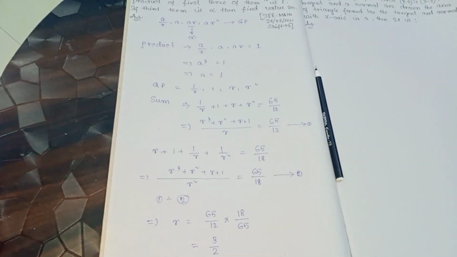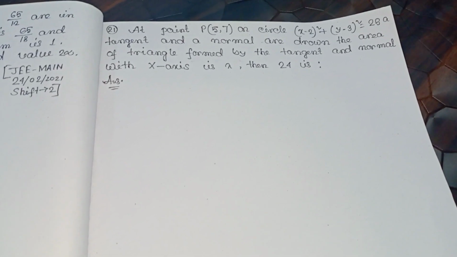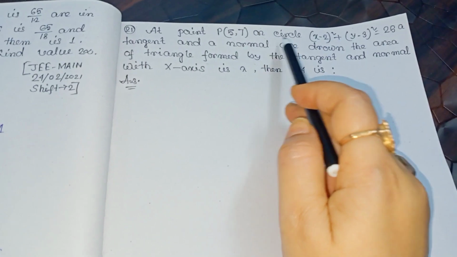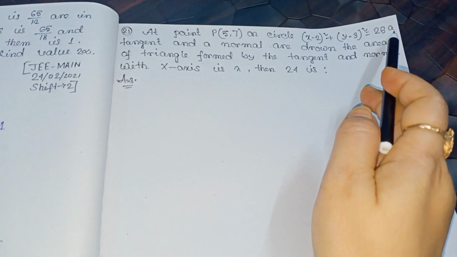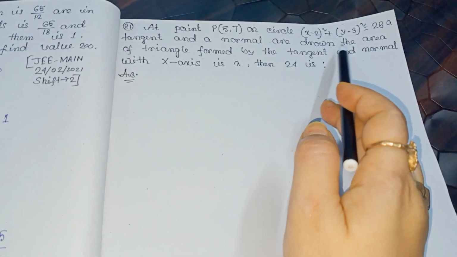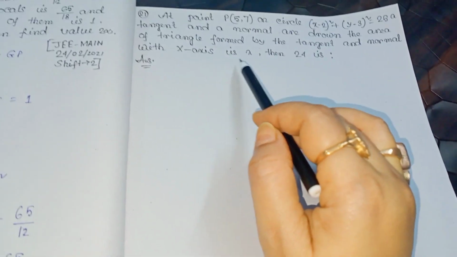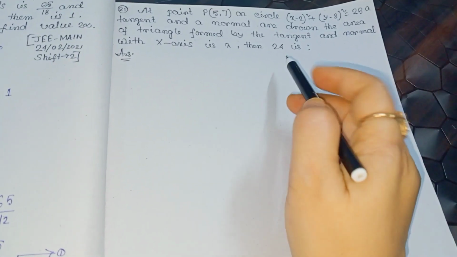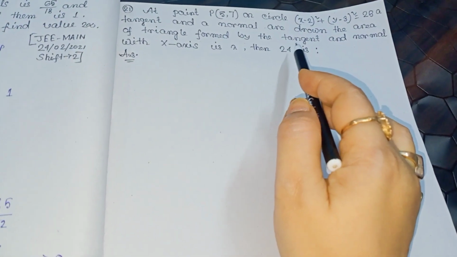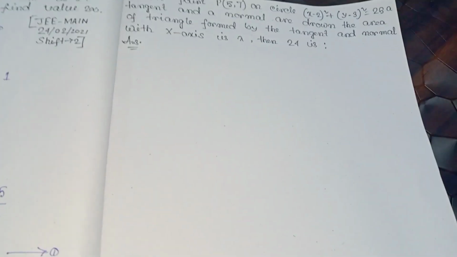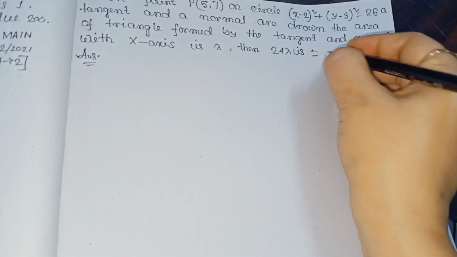Now moving to question 21. At point P (5,7) on the circle (x minus 2) whole square plus (y minus 3) whole square is equal to 25, a tangent and a normal are drawn. The area of the triangle formed by the tangent and the normal with x-axis is lambda. Then 24 lambda is equal to what?